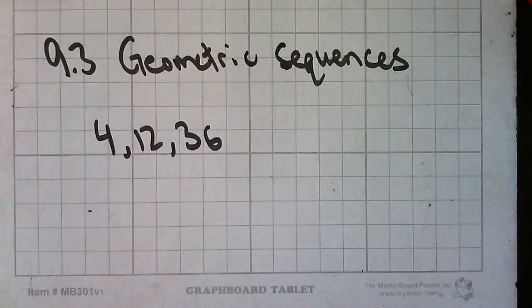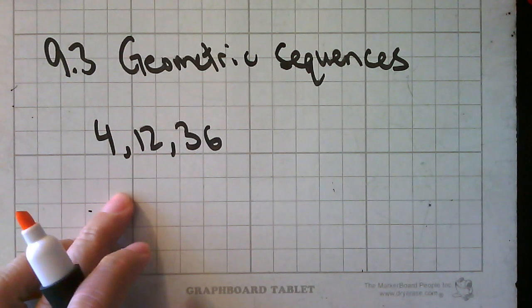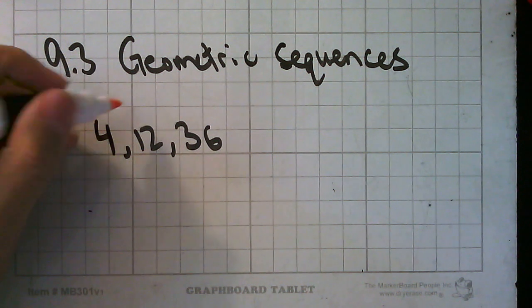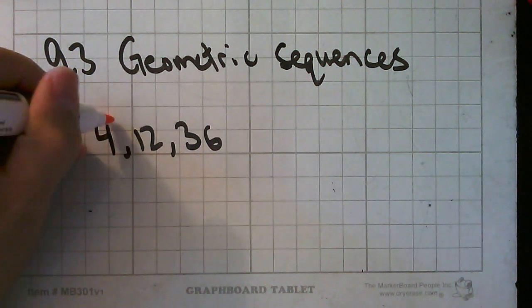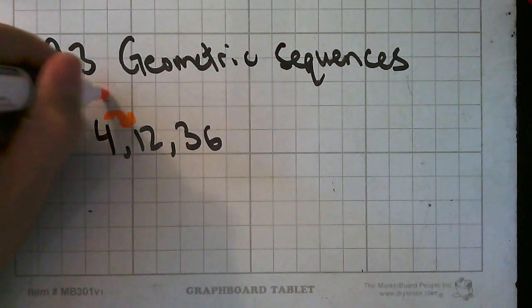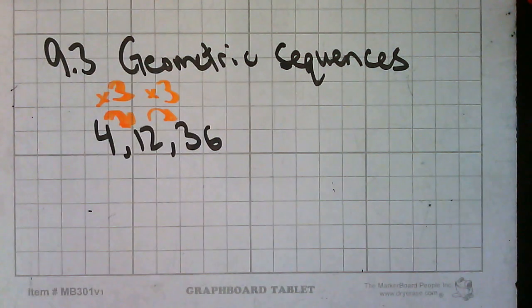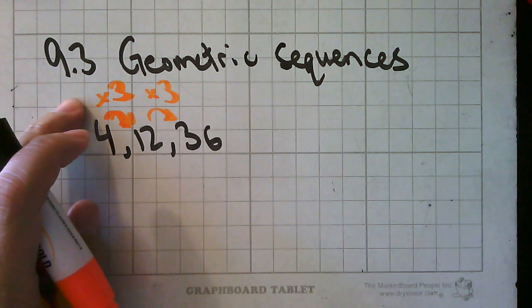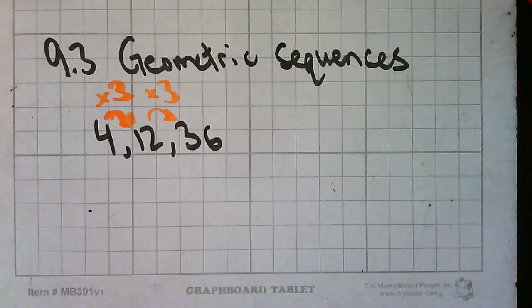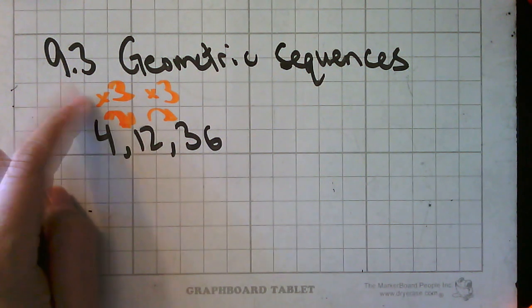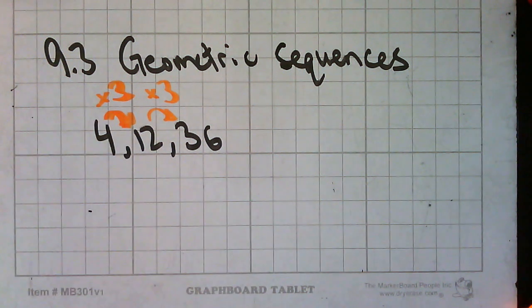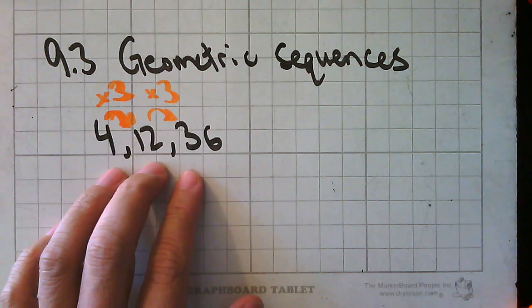All right, this section we're going to deal with geometric sequences. So here's an example. If we look for the pattern, we're going to be multiplying by 3 here, multiplying by 3 here, and the next one we're going to be multiplying by 3 also. So if you're multiplying or dividing by the same number, this is a geometric sequence. And this number that we're multiplying or dividing by is called a common ratio.